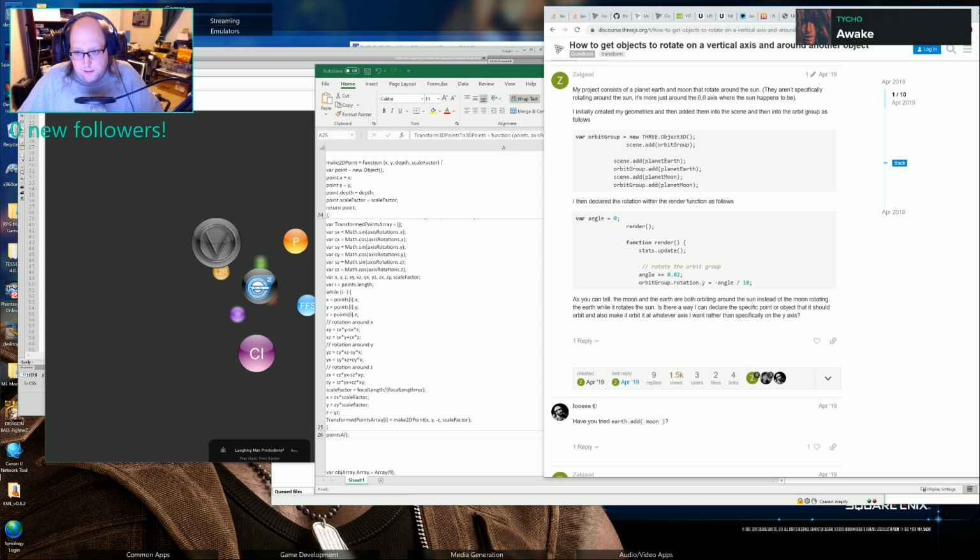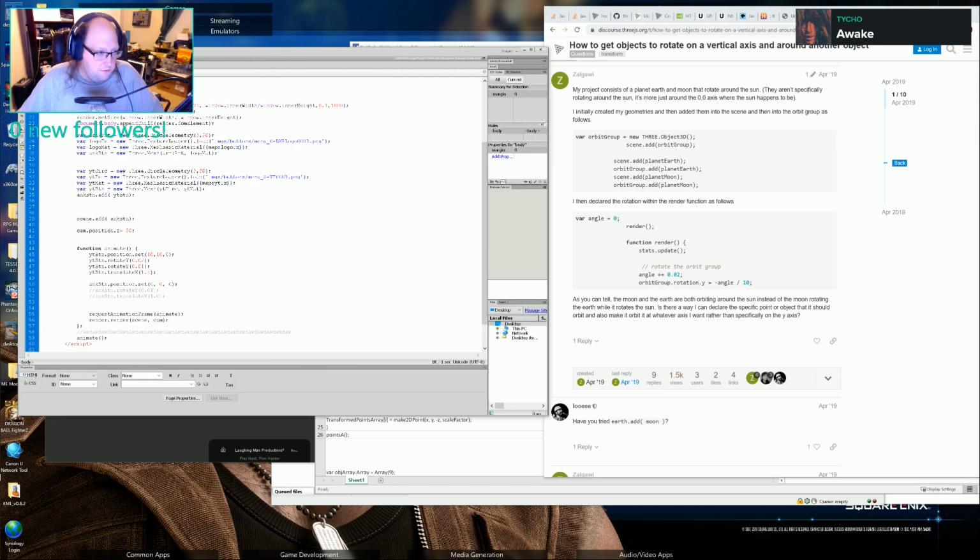So THREE.Object3D orbit group, scene.add orbitGroup, scene.add planetEarth, orbitGroup.add planetEarth, planetMoon. Render stats angle plus 0.02. Orbit group rotation. Okay, so what if we did something similar?